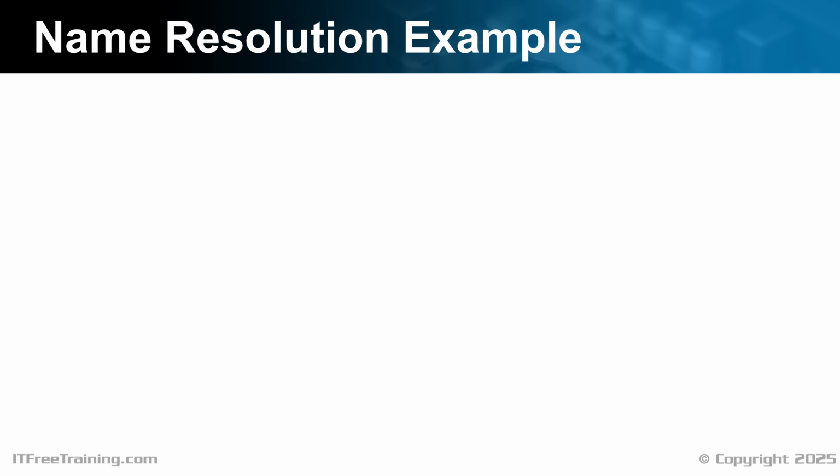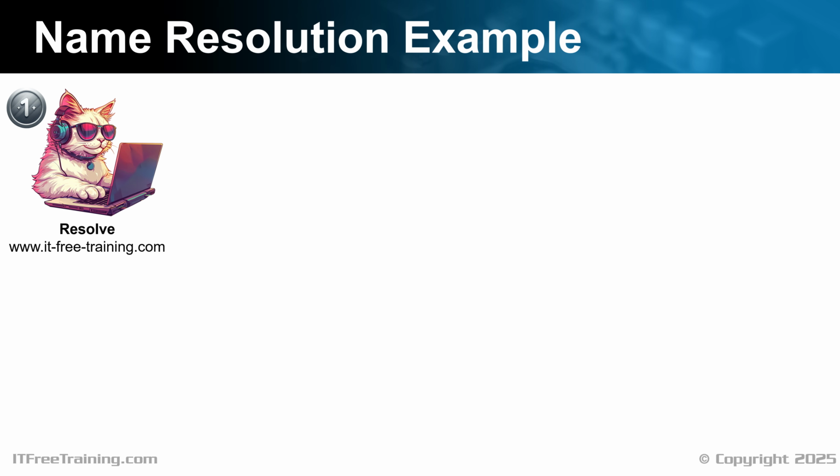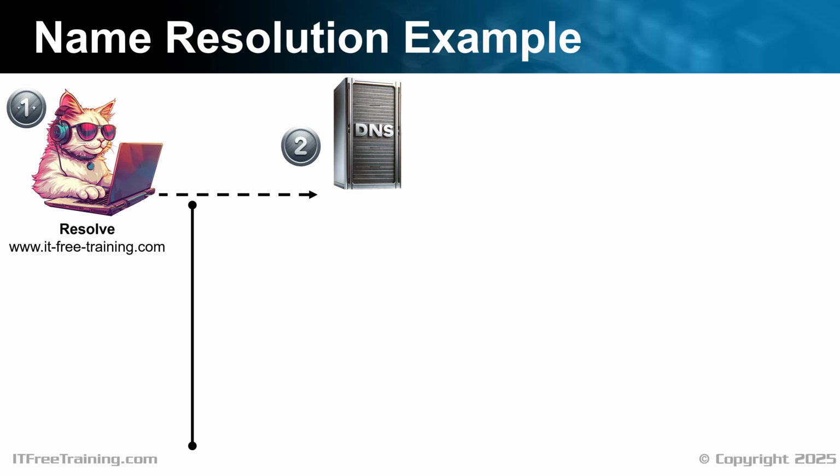Now let's look at an example of how name resolution works. A device on the network is attempting to resolve the DNS name www.it-free-training.com. To do this, the request is sent to a DNS server. Your network may be different. Generally, if a DNS server is not configured to resolve a request, it will forward it to a DNS server that can. For example, the ISP's DNS servers.